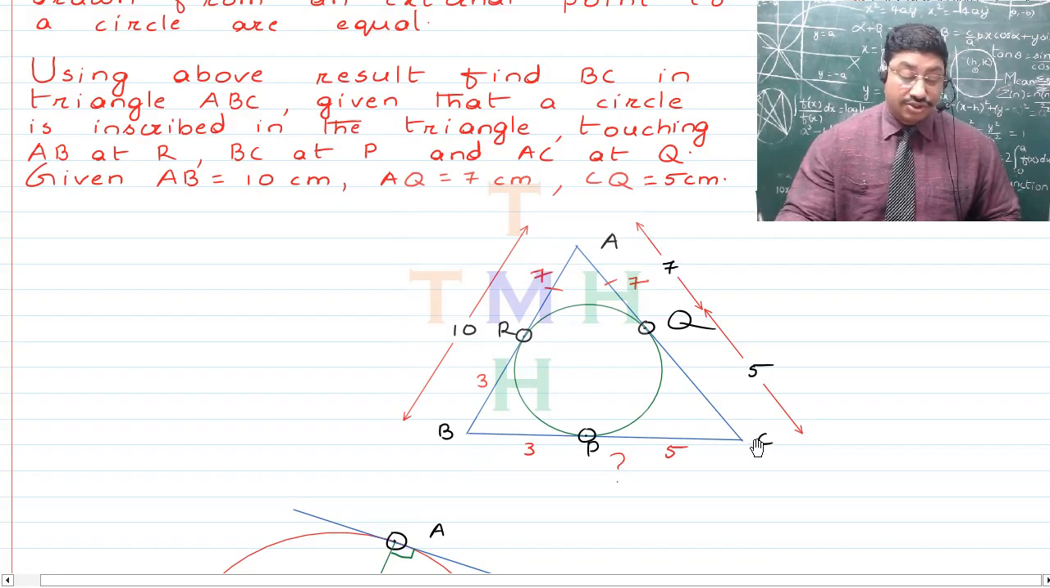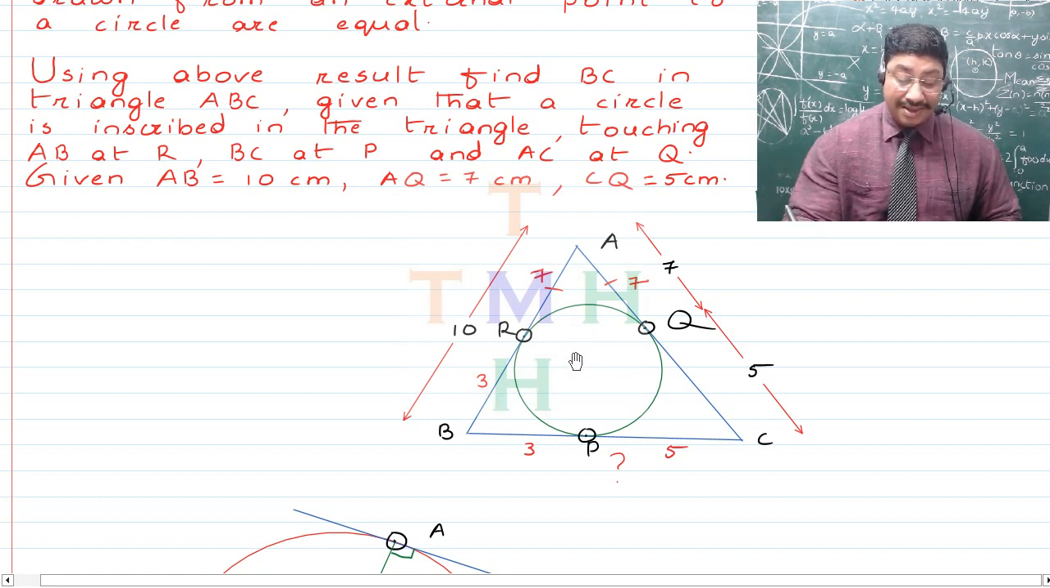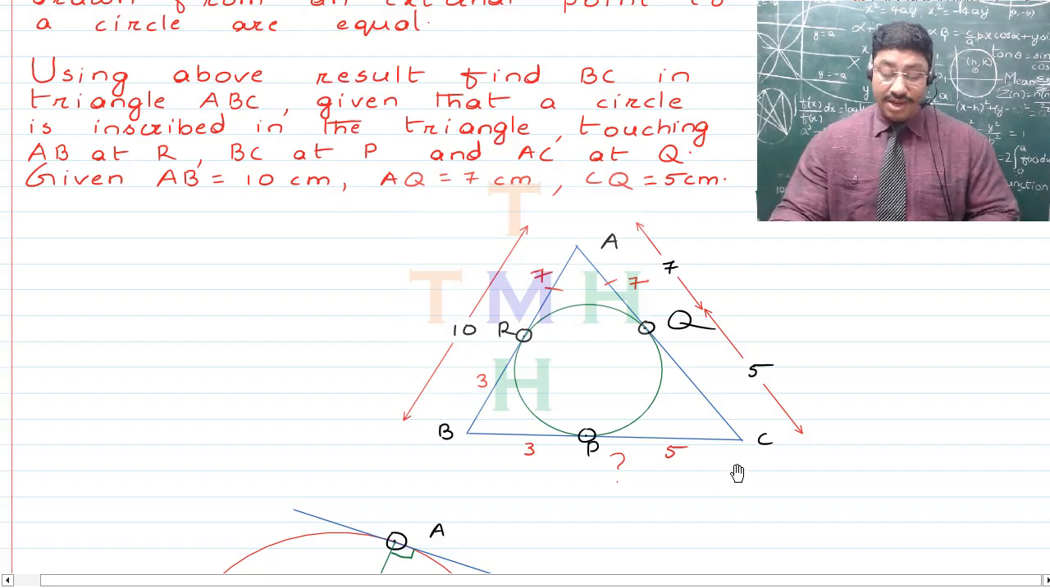Now we're going to use this theorem that we just proved, and here further we've been given that the circle is inscribed in the triangle, or we can say that the triangle is circumscribing the circle. And further here we've been given that the length of AB is 10, right? This complete length of the side of the triangle has been given to us. We've been given that AQ is equal to 7, right? So this length has been given to us to be 7, and further we also have been given that CQ is equal to 5, that is this length also has been given to us.